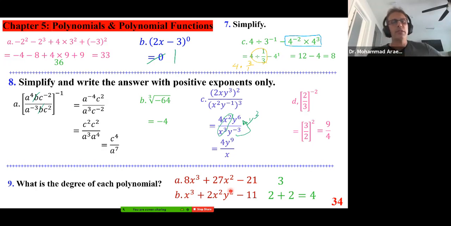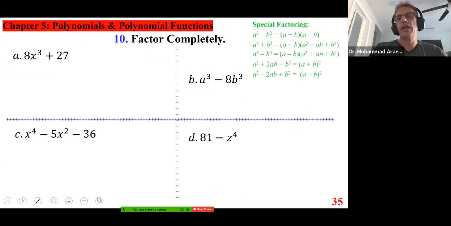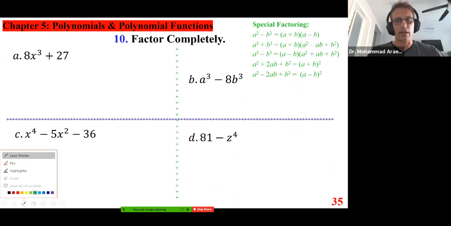We want to factor completely. We went over the synopsis of factoring, and here's the special factoring that you need to know. The very first thing you need to notice in the first example is that you have two terms. And so what you should do is very simple.